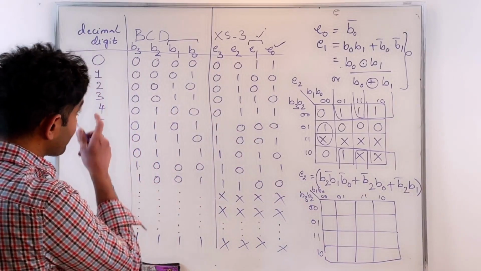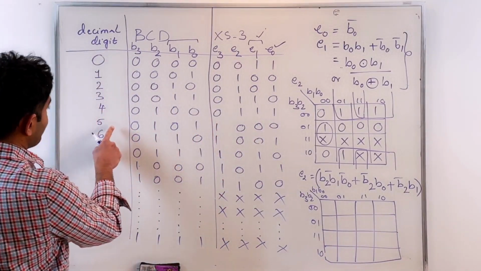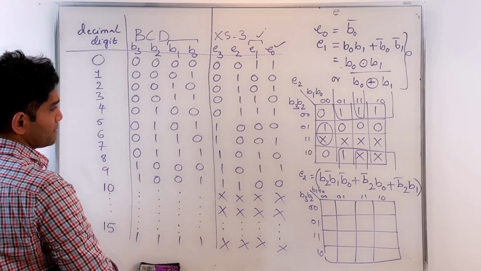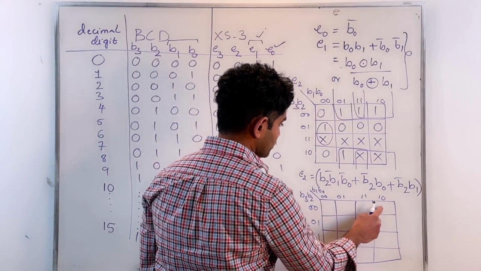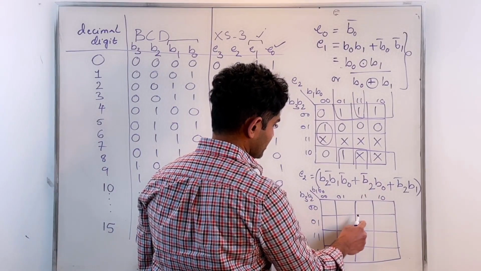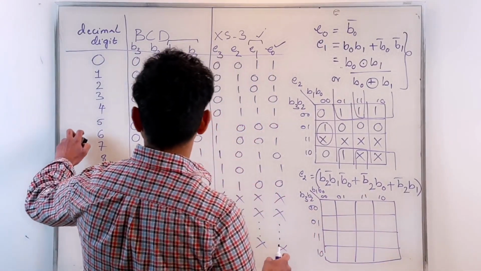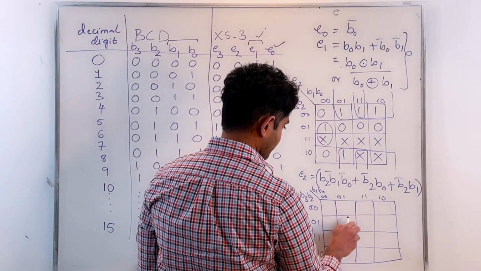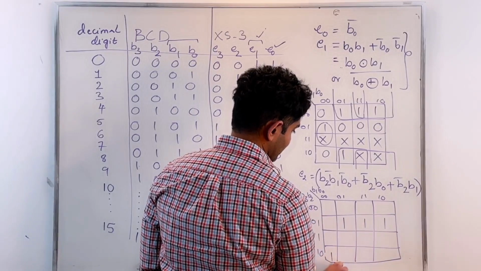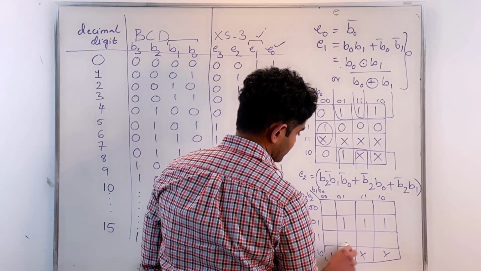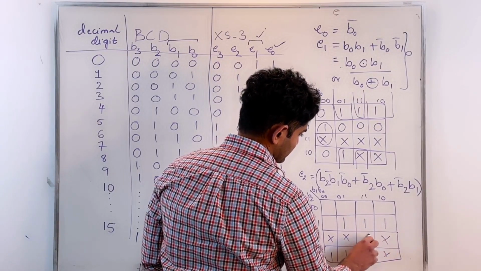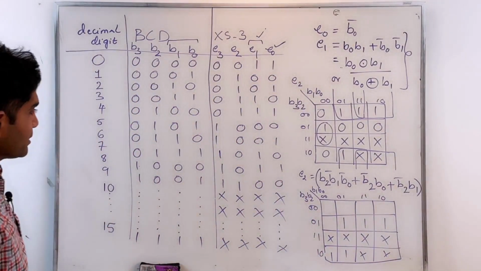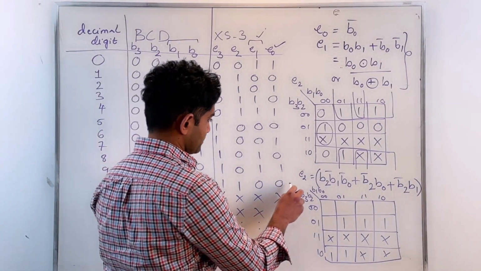And for E3, I have 0, 1, 2, 3, 4, 5, 6, 7, 8, 9 as ones, and then the rest of them are all don't cares. Okay. And that's my E3.